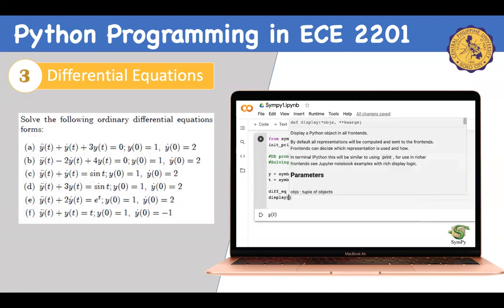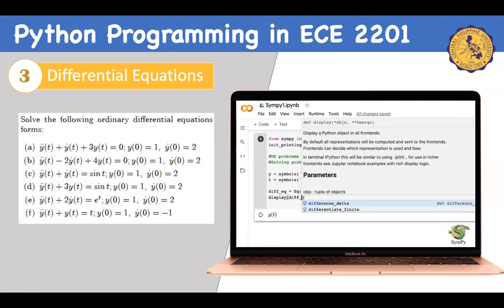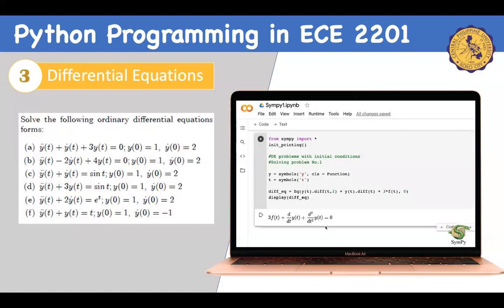If you want to display the differential equation, you can say display(diff_equation). So it will give you the display of the differential equation. Oh, by the way, instead of f, we will be using y. So f, no, it's actually y. So again, run the code. That's 3y(t). Okay, so it's fixed.